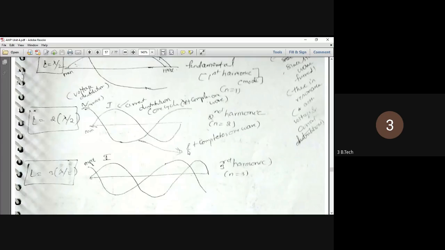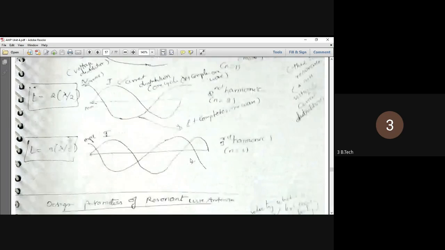Next, L is equal to 2 lambda by 2 condition. Here, n is equal to 2. So 2 lambda by 2 condition, second harmonic, like one complete wave, we can see the variation. It completes one wave, one complete wave, the variation will be for both current and voltage. You can see here how it is varied like one complete wave. Current distribution, one cycle, or it completes one wave.